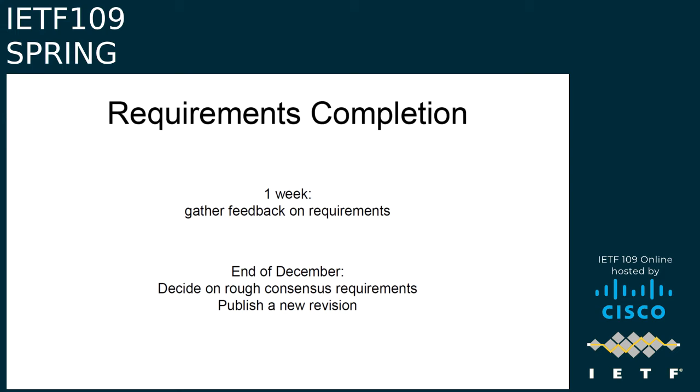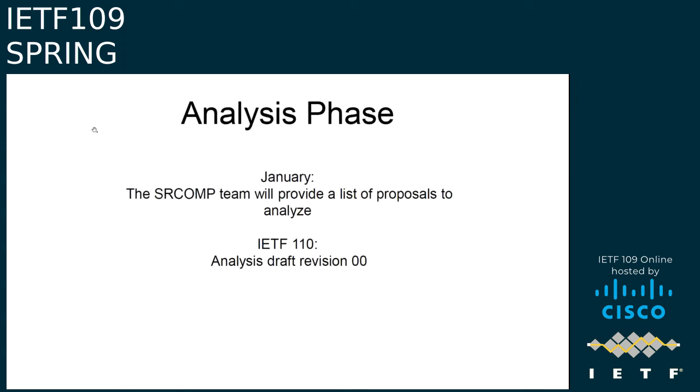Next page. For the analysis draft phase, I think the design team will provide a list of proposals to analyze, maybe in January of 2021, and we hope to submit the analysis draft, maybe the initial draft, to the working group before IETF 110. That is the basic status and our rough plan for the design team. Thank you.